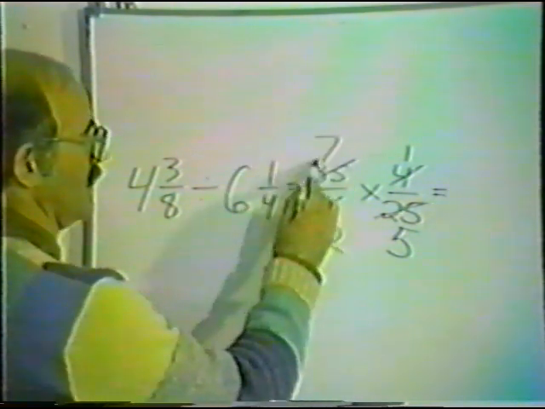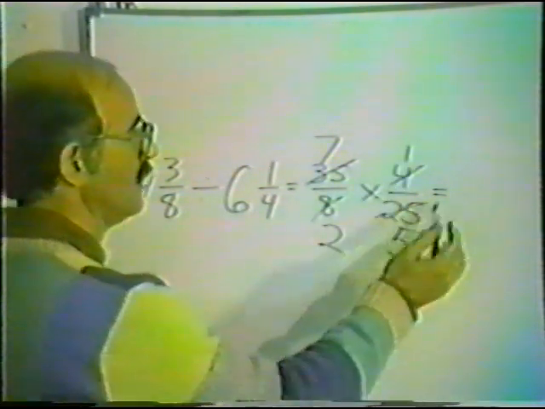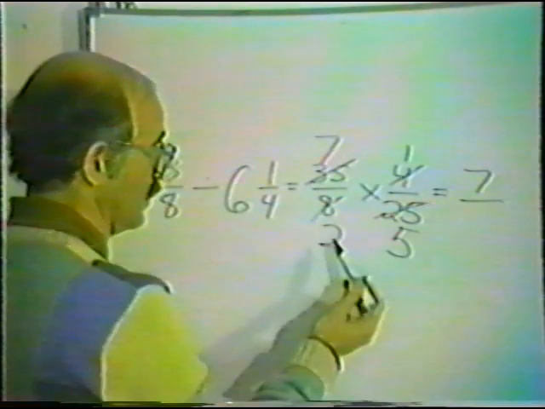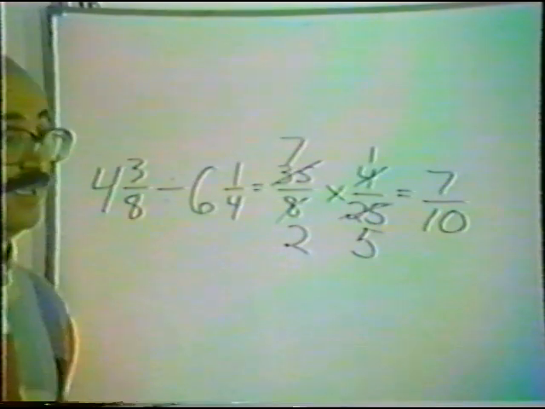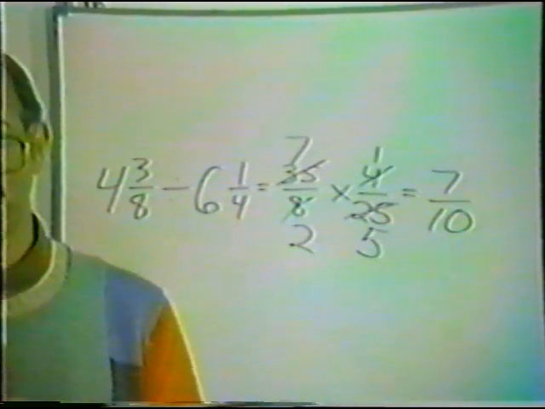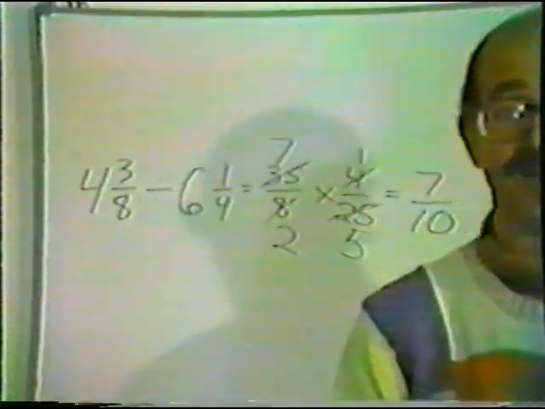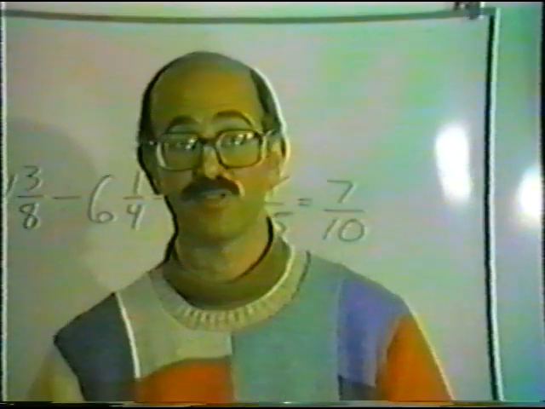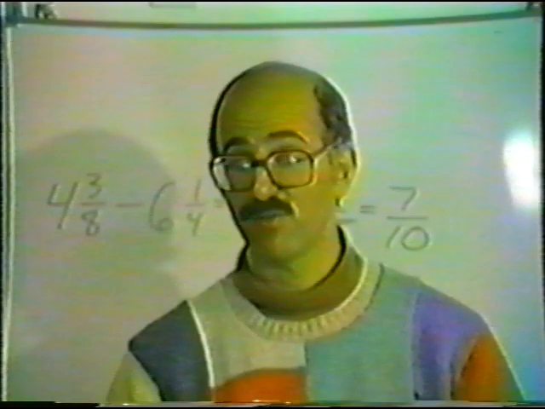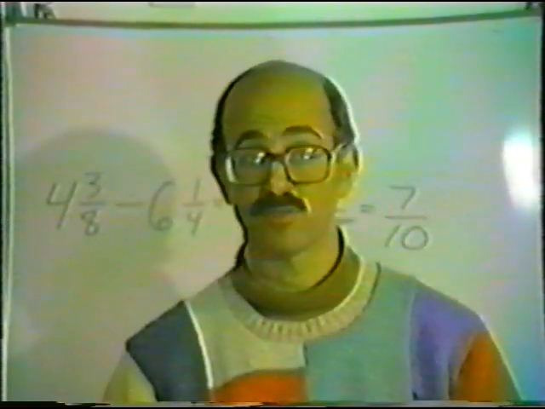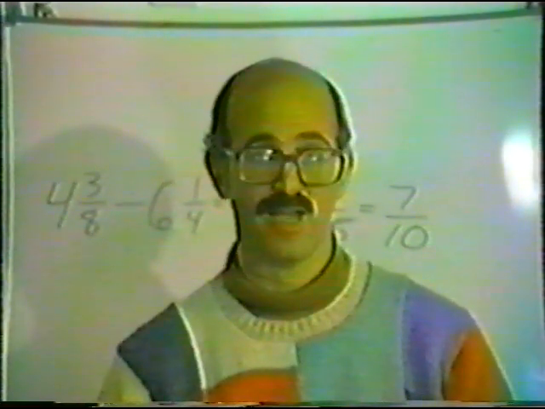7. Multiply across. 7 times 1 is? 7. 2 times 5 is? 10. 7 tenths. Is it finished? Yes, it is finished. It's not an improper fraction. It's already reduced to lowest terms. It's already done. So now you have learned how to add, subtract, multiply, and divide fractions.